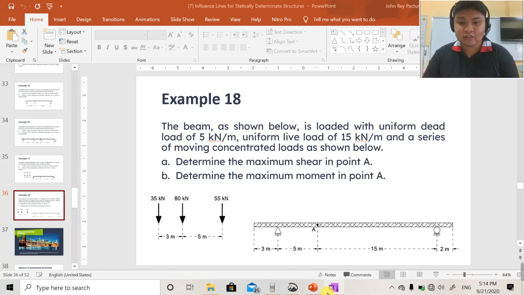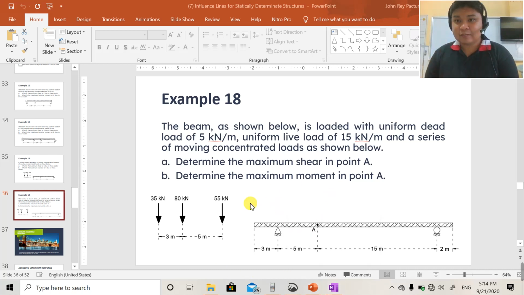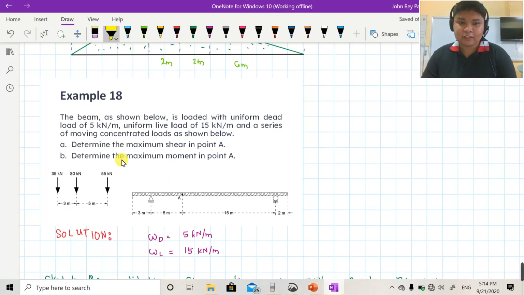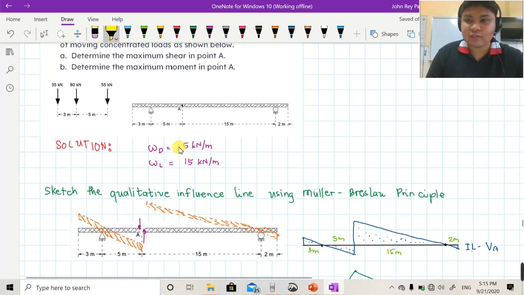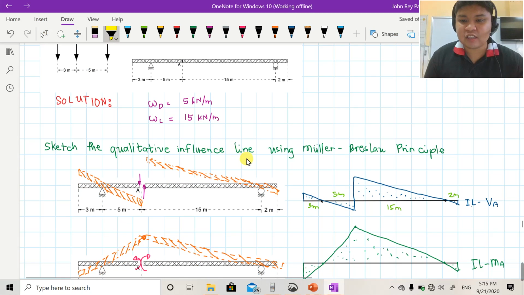So before I record this one, I already sketched the influence line of the beam. Actually, I just followed the steps. First, using the Mueller-Breslau principle, I determined the qualitative influence line. Then after that, I placed the unit load at point A to find the important ordinate. So as you can see, here it is. We have a uniform dead load of 5 kN per meter and a uniform live load of 15 kN per meter. And that is the first step, sketch the influence line using the Mueller-Breslau principle.